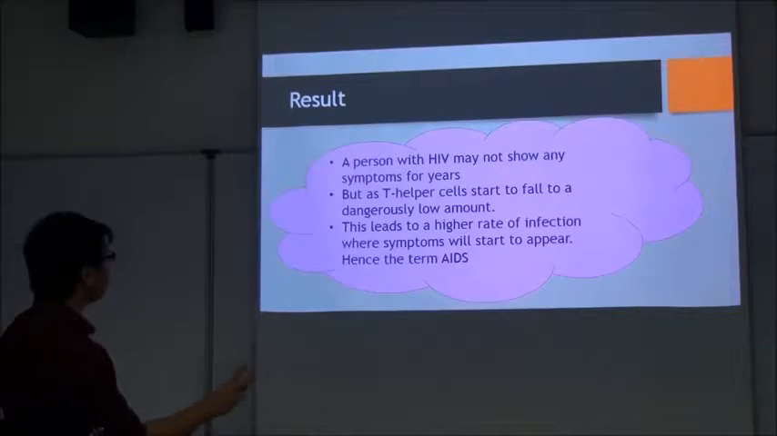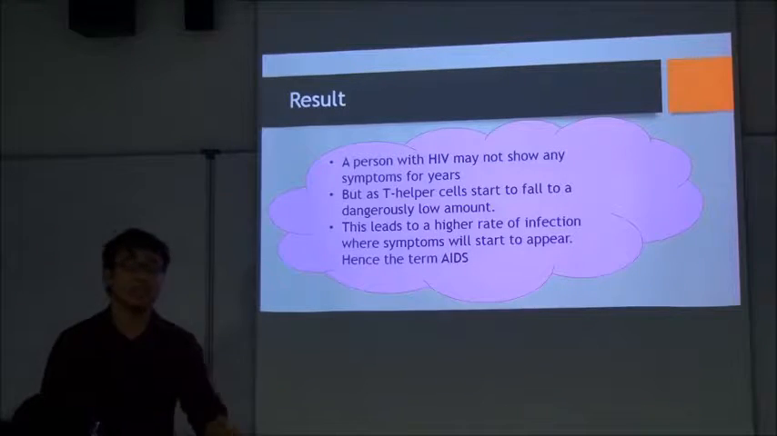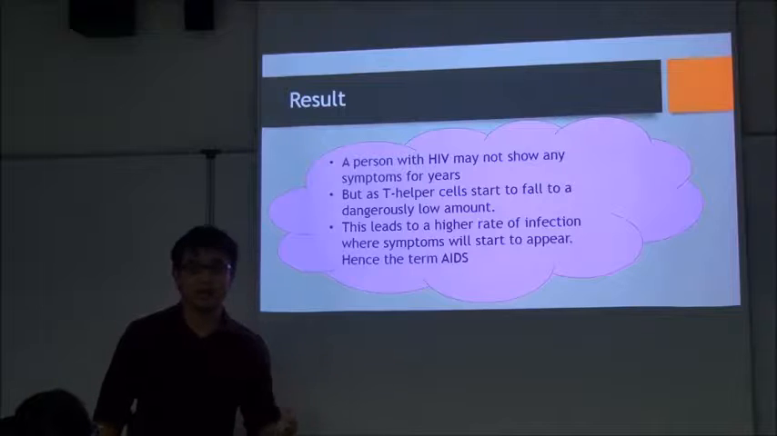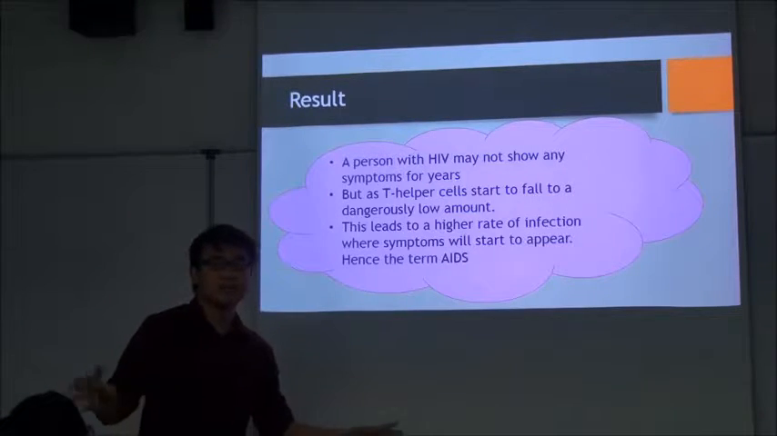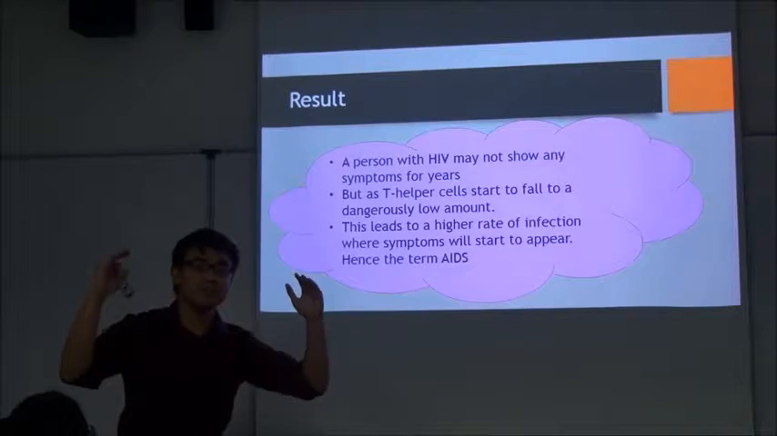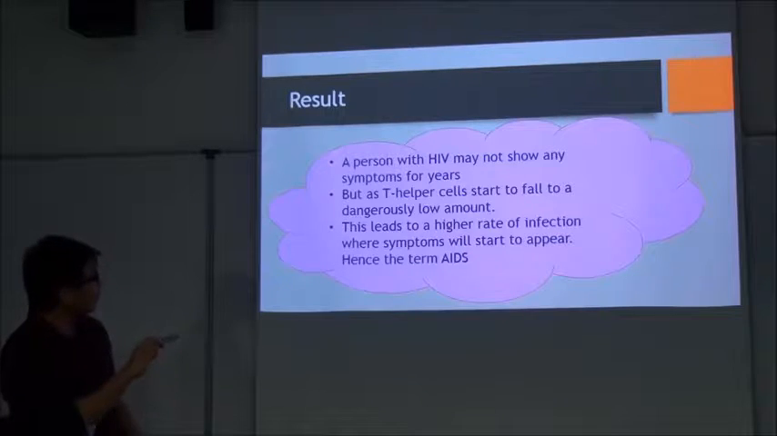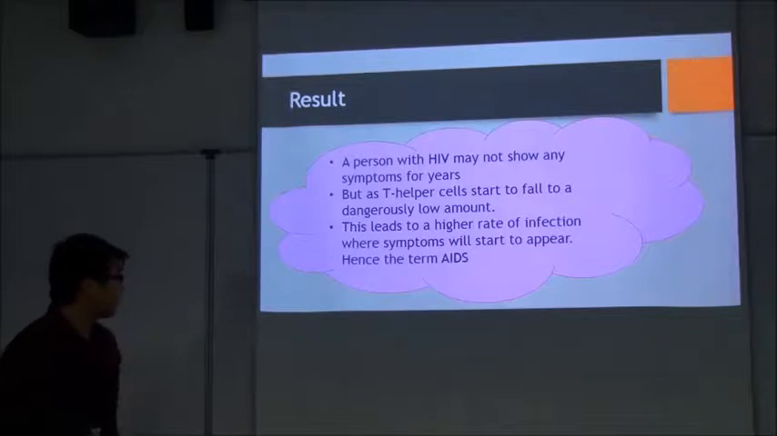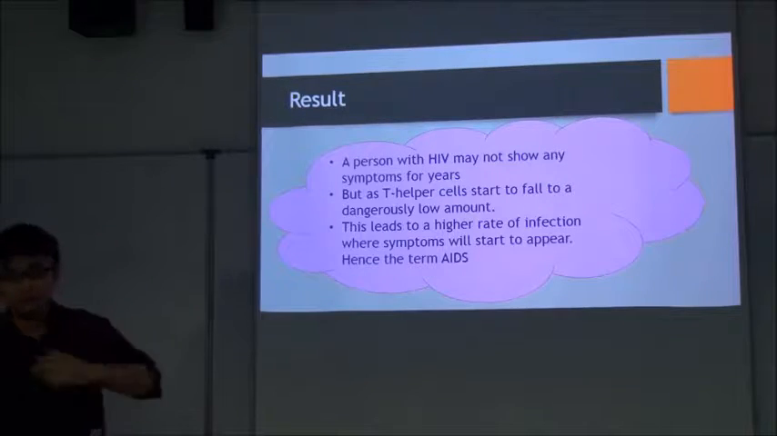As a result, a person with HIV may not show any symptoms for years, because after the HIV virus enters the T helper cell, it tends to remain dormant for a while until stimulated, where it then kills the CD4+ cells, explodes and infects other cells. As this happens, the amount of T helper cells will slowly begin to decrease, reaching a dangerously low amount. This leads to a higher rate of infection where symptoms will start to appear, hence the term AIDS.